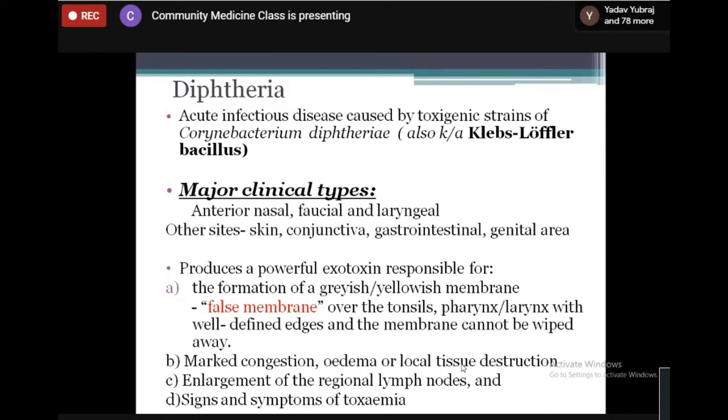And it causes marked congestion, edema, or local tissue destruction. Besides producing this false membrane, it also causes congestion, redness, inflammation, edema, or local tissue destruction surrounding the affected area. And there will be enlargement of the regional lymph nodes, the submandibular and anterior neck lymph nodes, because of the inflammation caused by this bacteria. And the person will show signs and symptoms of toxemia.